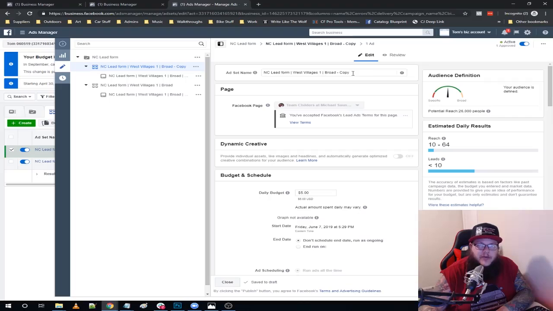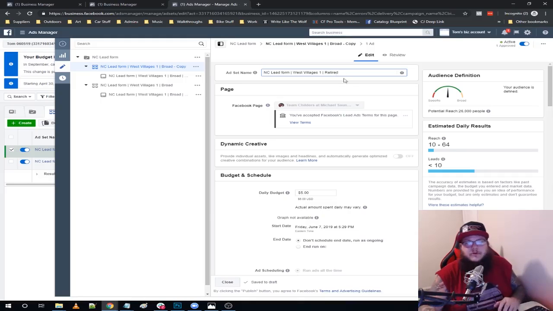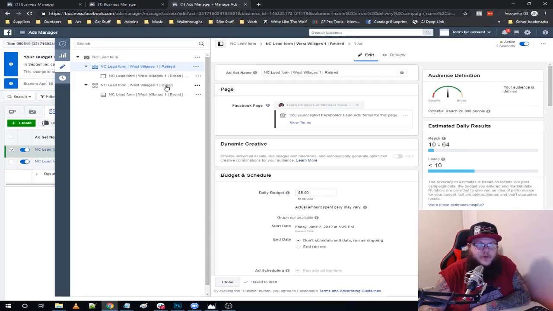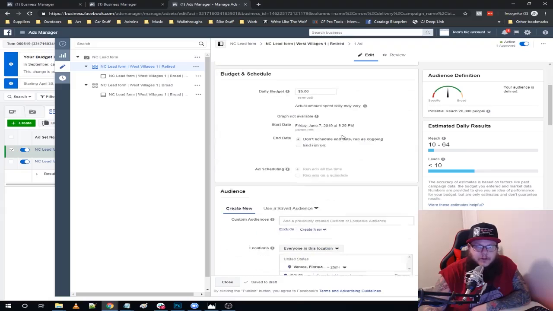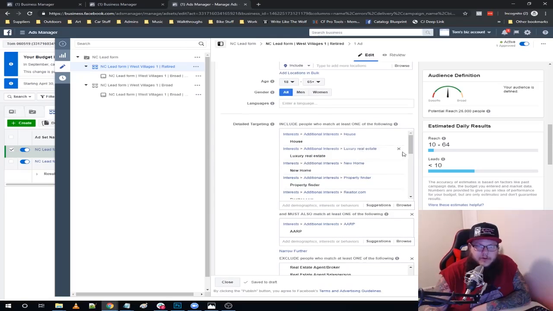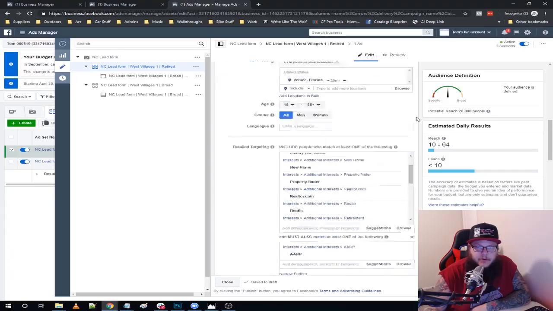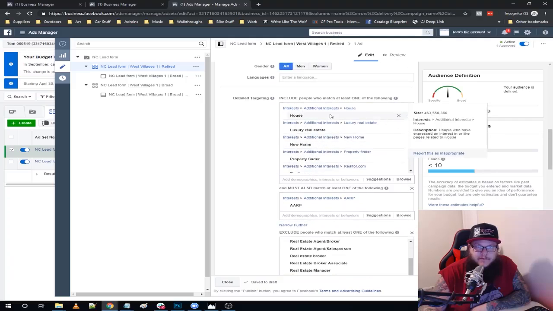And then your naming convention, this up here, this broad dash copy, you always want to update that to whatever your new audience is. So it's campaign type, ad set name, and then audience name. So it's going to be retired, right? So we're testing your broad versus retired. And so now let's dig back into here. So again, we'll check out these root niches.